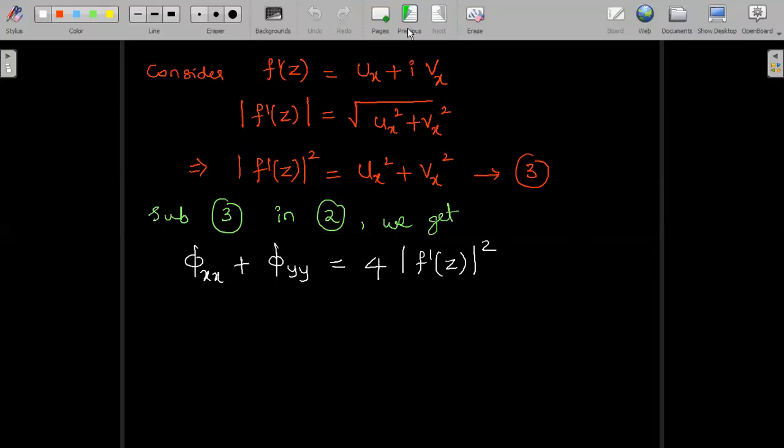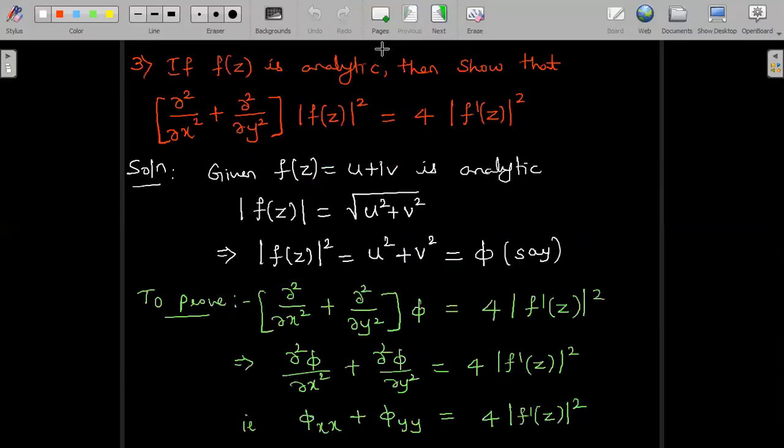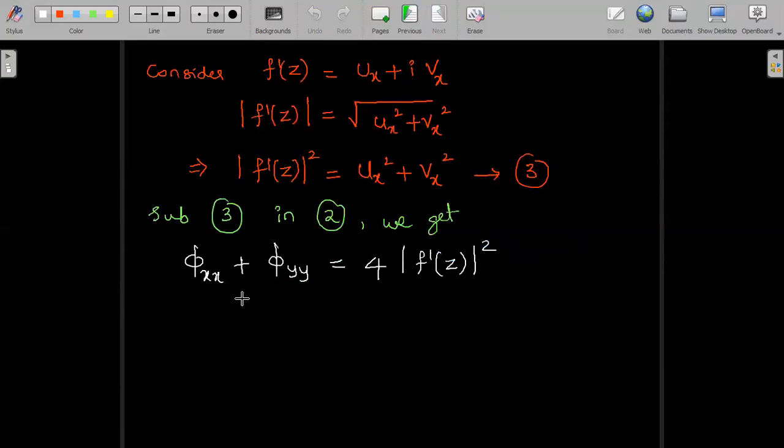And this is our requirement if we check back the previous pages. To prove what is to be proved in short form, we had already written 5xx plus 5yy should be equal to 4 times mod f dash z whole square. And that is what we arrived at. So, thus the given proof.